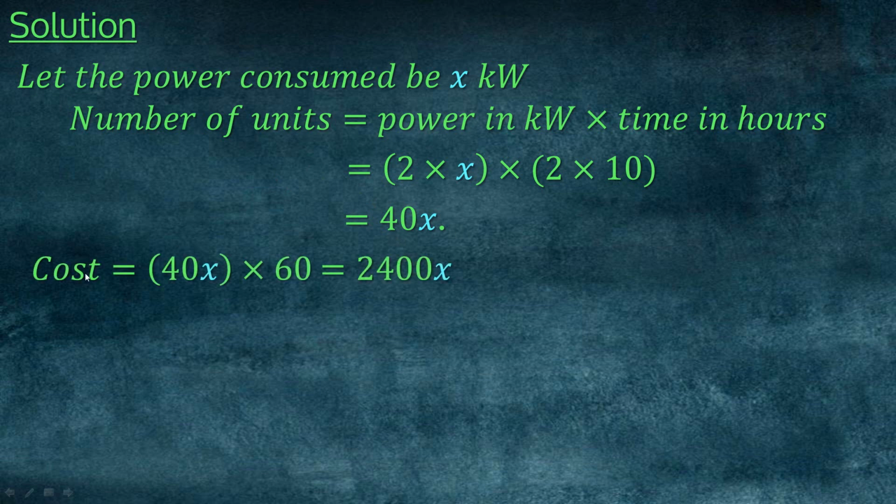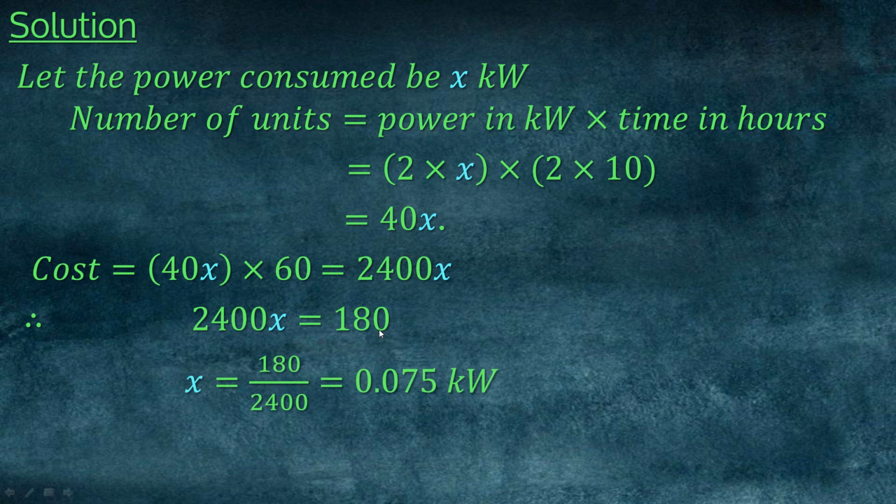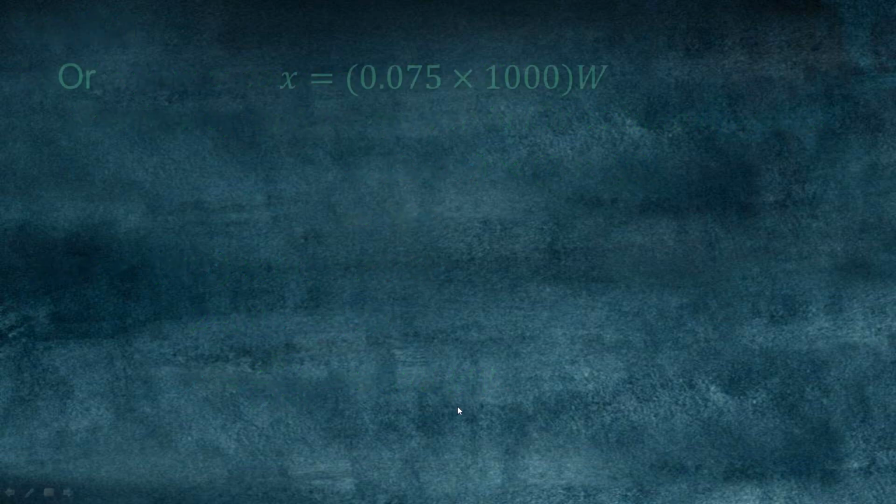But remember, the cost is equal to number of units times unit cost. So if you multiply 40x times 60, you end up with 2400x. But they told us that the cost was 180 shillings. So we end up with x equal to 0.075 kilowatts, which you can convert to watts, which is 75 watts. That means each bulb is rated 75 watts.